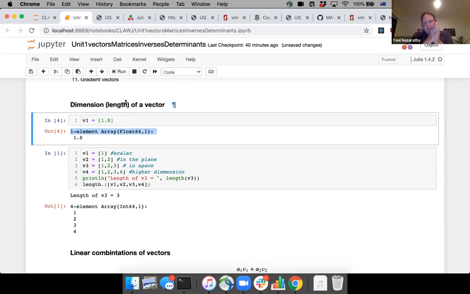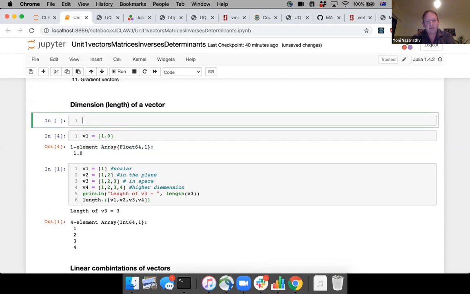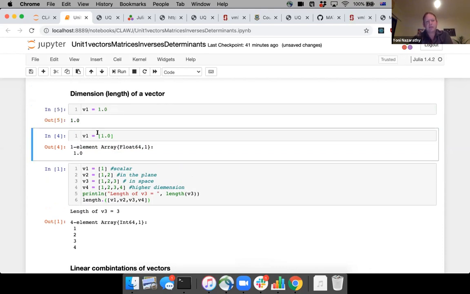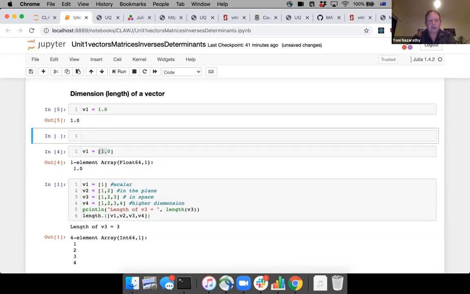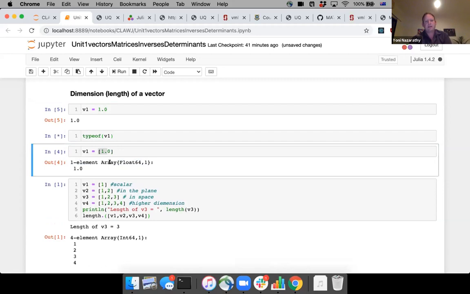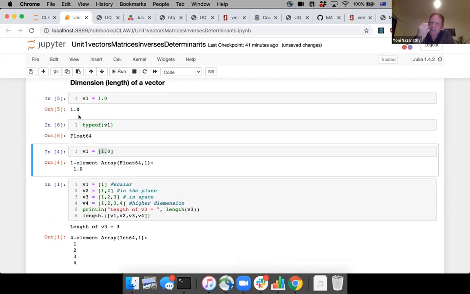Now here, computers are slightly different than mathematics, because in mathematics, you could have done something like this. You could have done v1 equals 1, or 1.0 if you'd like. And it would mean the same thing. And if I'd ask you what the type of v1 is, it's a float. It's a scalar. It's a single number. A float is a double, a representation of a real number inside the computer. But this is an array, so it's an array with a scalar. But still, mathematically, we think of this as a scalar, okay?